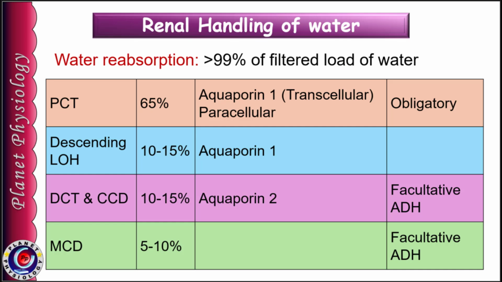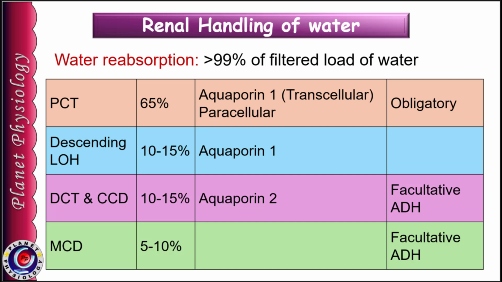Normally, kidneys reabsorb more than 99% of the filtered load of water, and out of this, about 65% is reabsorbed from proximal convoluted tubules via transcellular as well as paracellular routes. Aquaporin 1 water channels play important role in transcellular water reabsorption, and this is obligatory water reabsorption. Descending limb of loop of Henle reabsorbs about 10 to 15% of the water with the help of aquaporin 1.